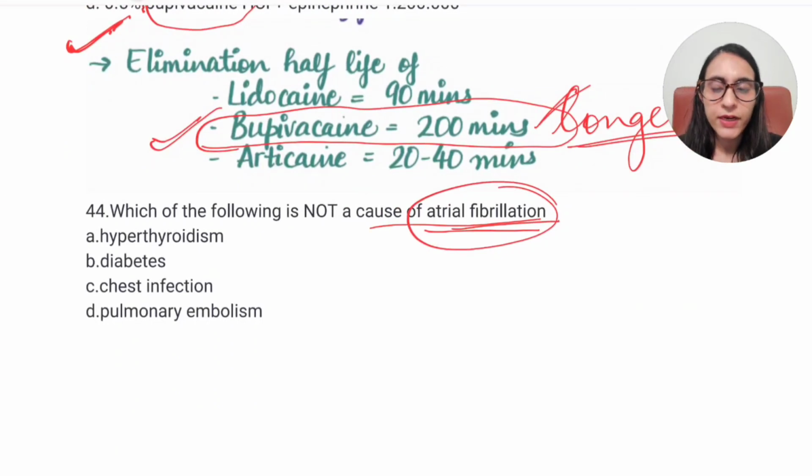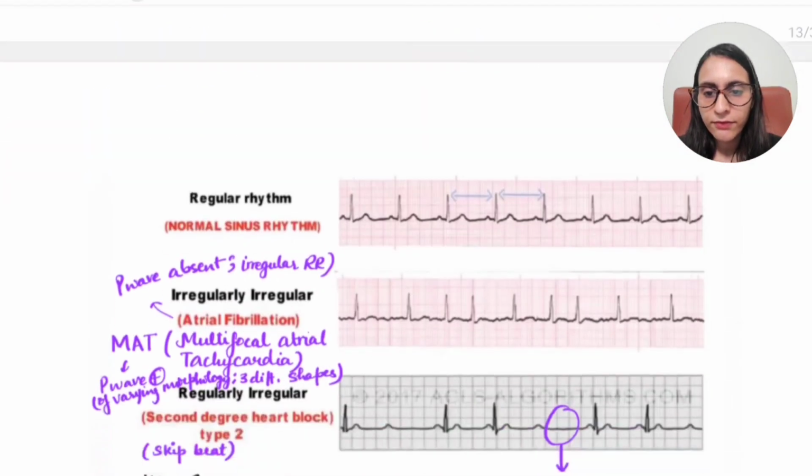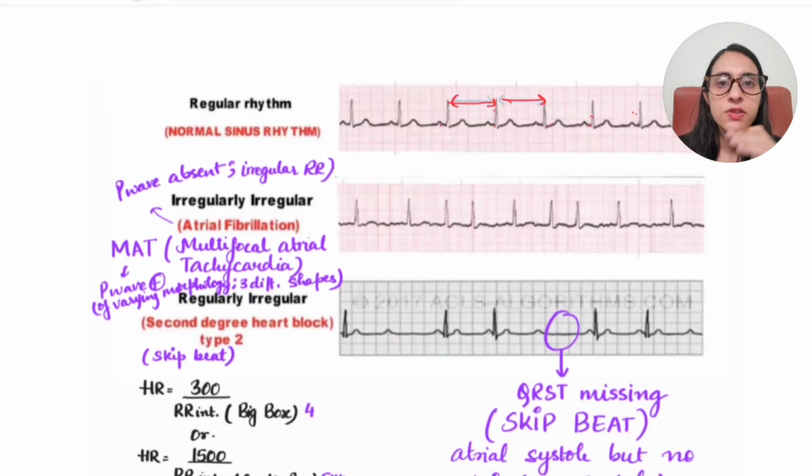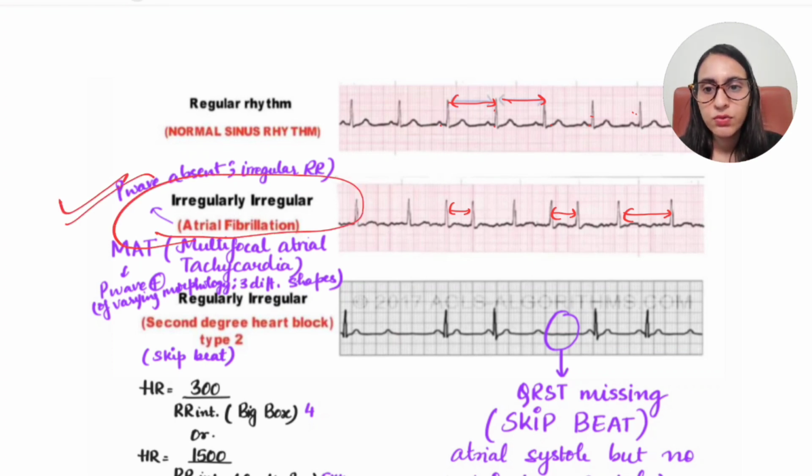So which of the following is not a cause of atrial fibrillation? This is atrial fibrillation. Normally the heart rhythm is like this; you can see the interval is very regular. In case of atrial fibrillation, which is an irregular heartbeat, you can see the irregularities. Somewhere it is more, somewhere it is very less. So it is an irregular heartbeat, known as atrial fibrillation.